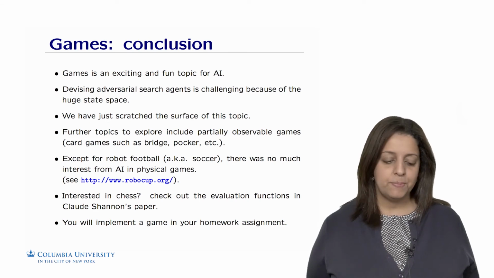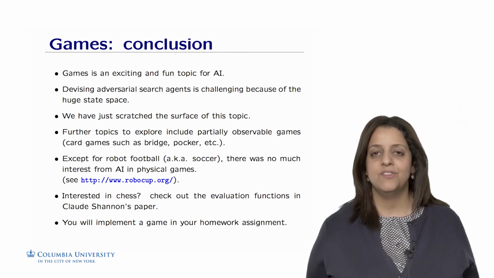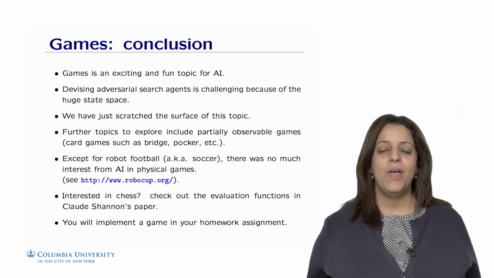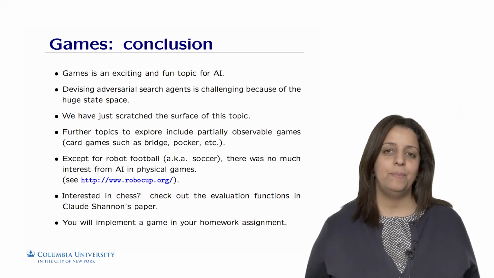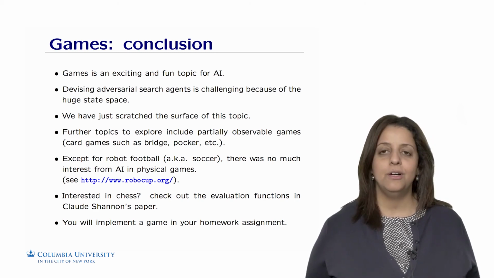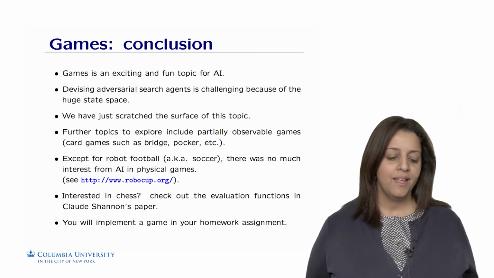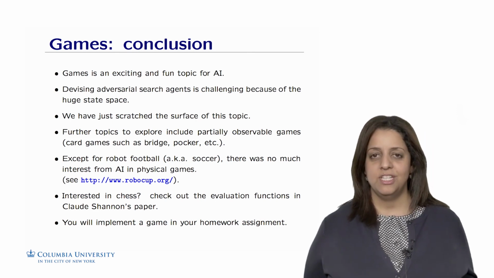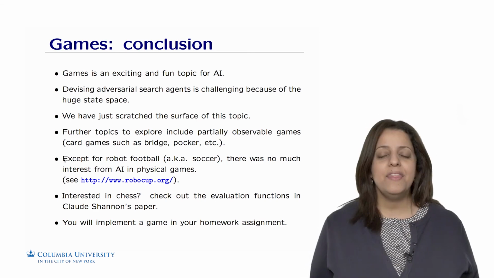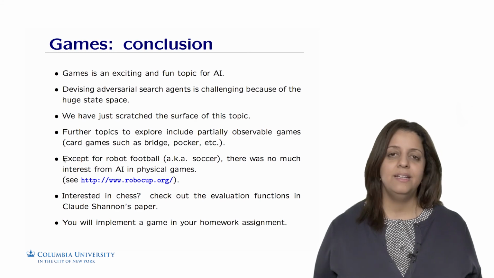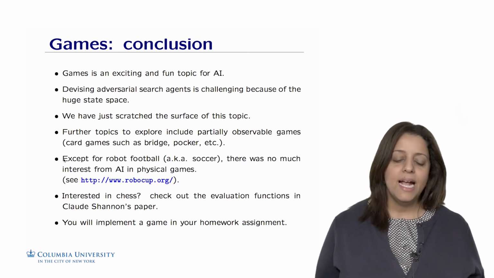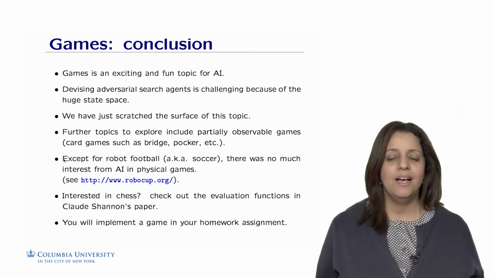Further topics could be explored, and this includes partially observable games in which we have partial information. For example, if you play poker or bridge, you don't know what the cards are in your opponent's hand, so you don't have a full visibility of the game as compared to chess, in which you could see the whole board.